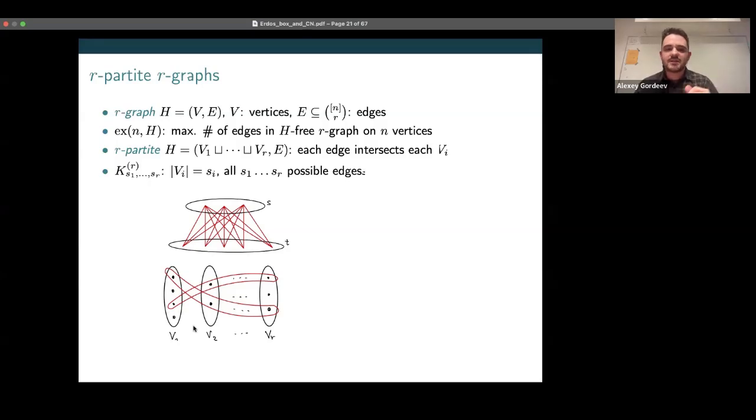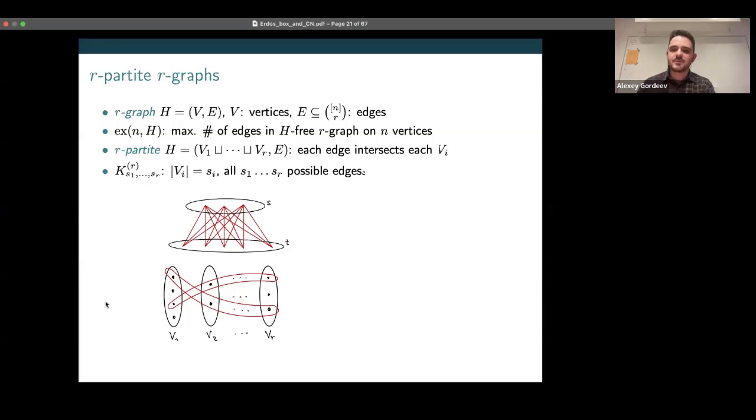And the complete r-partite r-graph with parts of size s1 up to sr is just when you have all possible edges. So it has s1 times and so on up to sr edges, every edge which you can draw here. Okay, so now we will focus on the problem of determining the asymptotics of the extremal number for complete r-partite r-graphs.